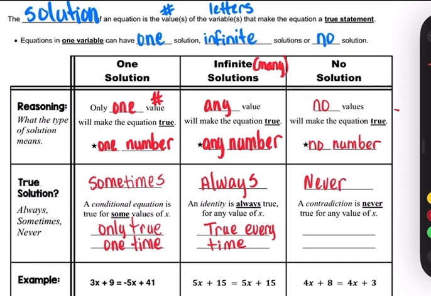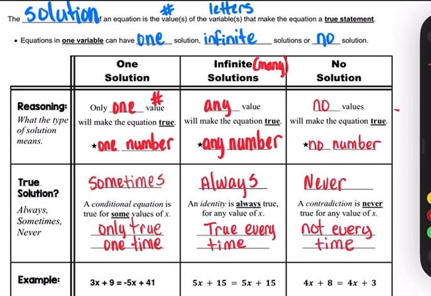No solution means it is never a true solution. You'll never have 4 equals 6. That would never ever be true. Okay? It's a contradiction. That means it is never true for any value of x. So not every time will it be true. 100% of the time, you will not have a solution no matter how you work the problem.